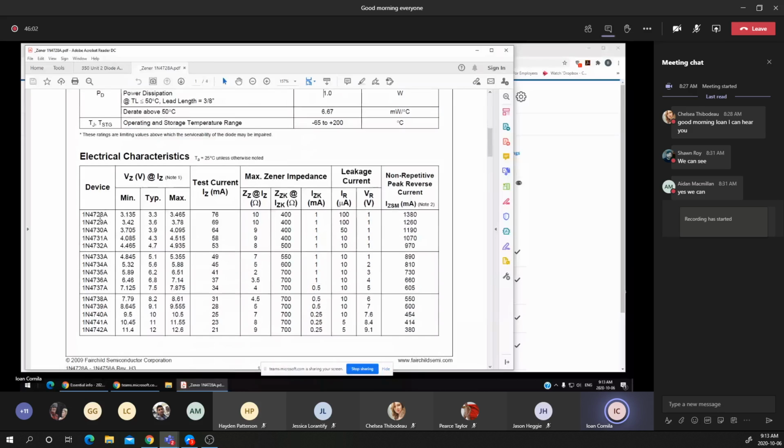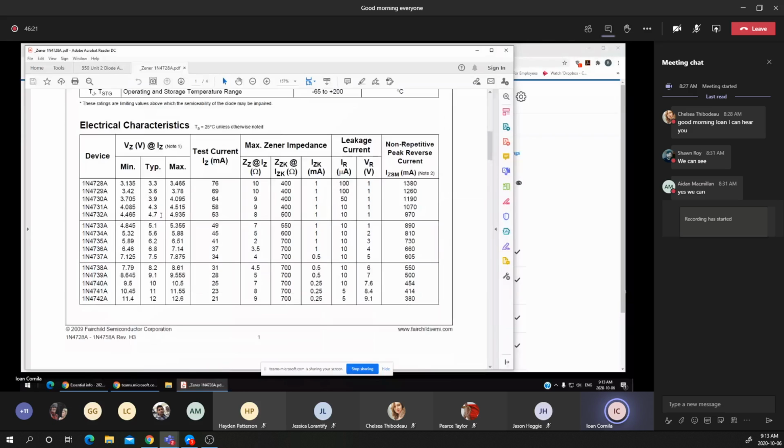The difference between 4728 and 4730, for example: those are the typical values. I said that the typical values are standardized values, which means that the Zener diode comes as 3.3, 3.6, 3.9, 4.3, 4.7, and so on.